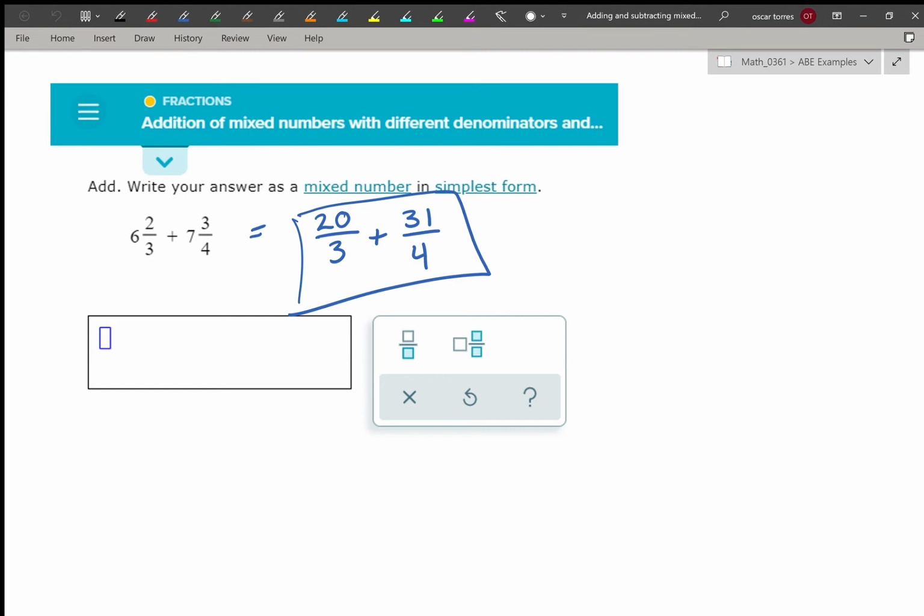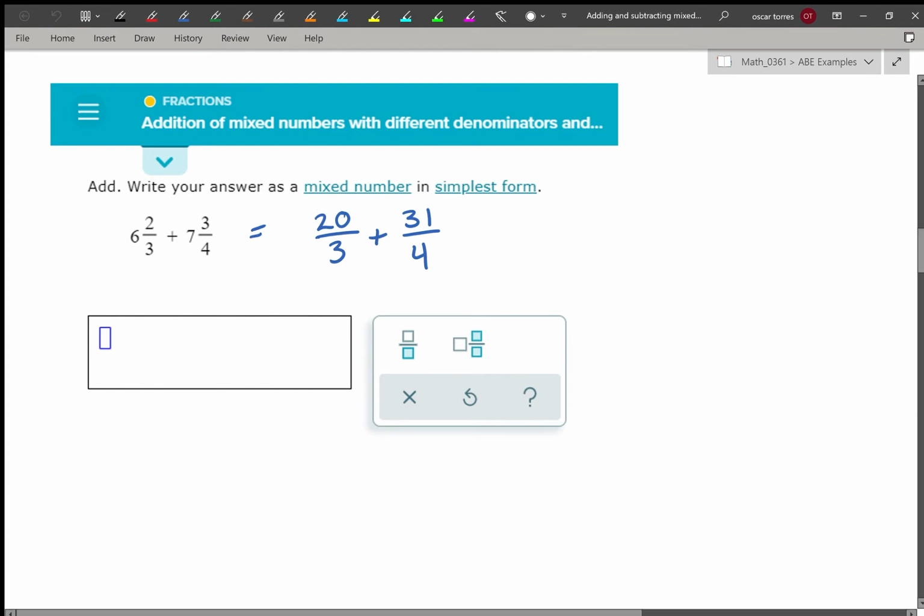In order to add them together, they need to have the same denominators. So we need to find a common multiple of 3 and 4. If we count by 3's, we would count 3, 6, 9, 12, 15. And if I count by 4's, we would get 4, 8, 12, 16, and so on. What number do they share? Well, they end up sharing a 12. So we need to turn both of these denominators into the denominator of 12.